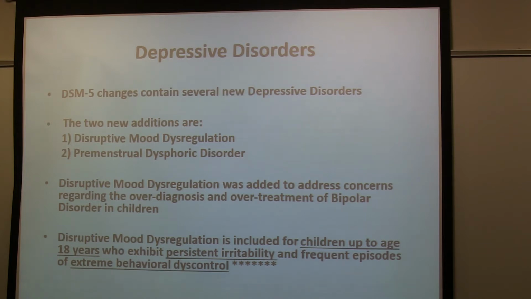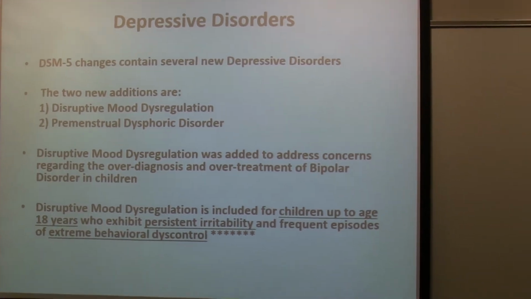Before age 6, you would not make this diagnosis because many children have temper tantrums, as all of you who are parents know. That does not mean that they have a mental disorder. So not before age 6 and not over age 18. And what you see is the child exhibits persistent irritability and frequent episodes, and I mean frequent, of 3 or more a week actually, of extreme behavioral control. You do not have to know all the specifics, you just want to know what it is.